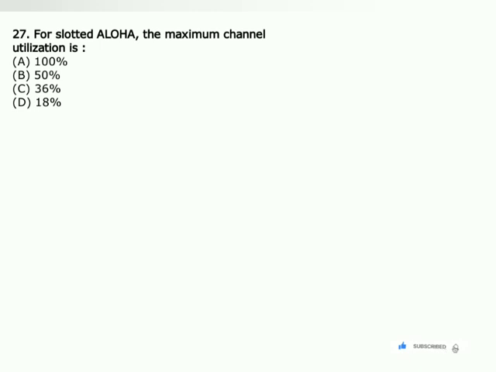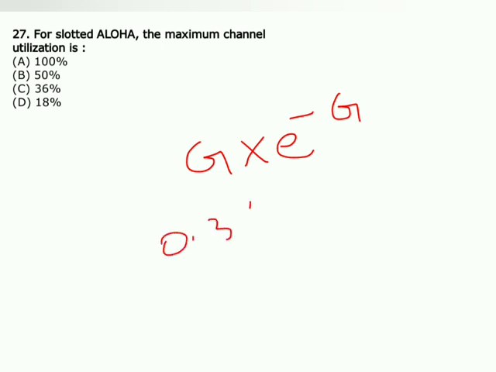Normally the throughput of slotted Aloha is G into e power minus G. The maximum throughput is 1 by e frames per frame time, which is approximately 0.368 frames per time, or 36.8%. So this is the maximum channel utilization of slotted Aloha. In slotted Aloha, there are discrete time slots. So option C is the correct answer.